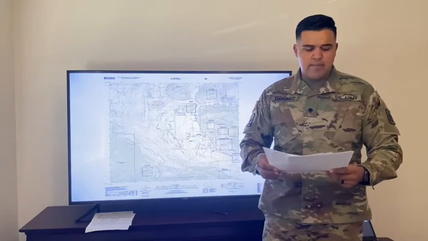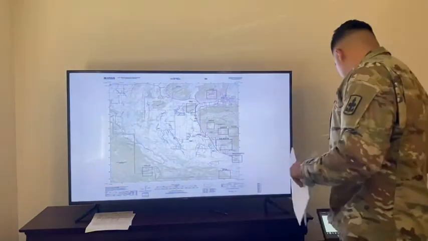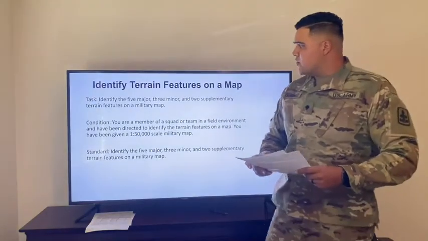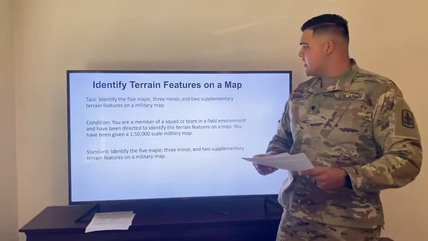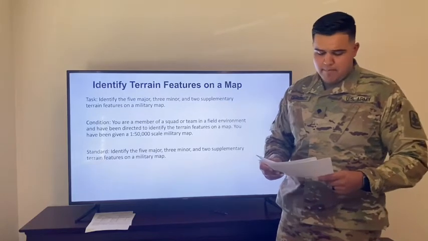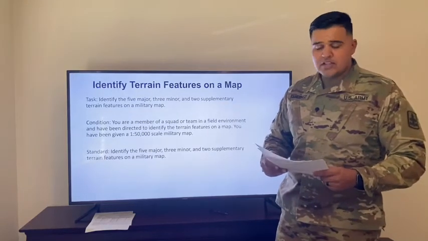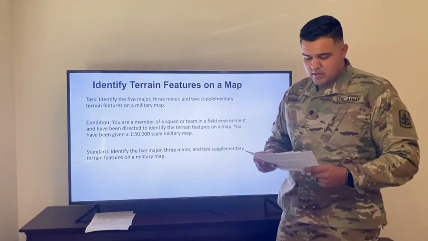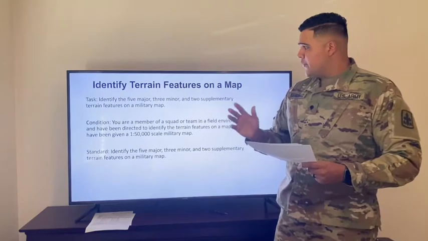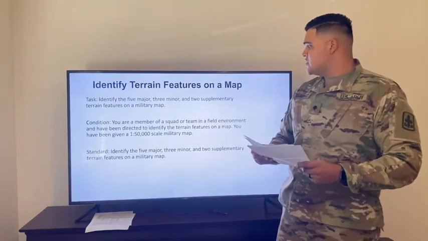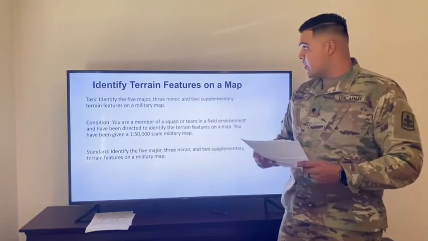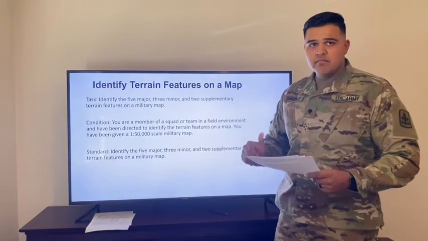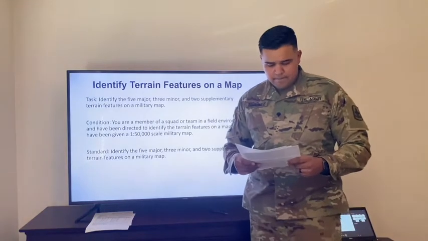What was supposed to happen? We were supposed to identify the 5 major, 3 minor, and 2 supplementary terrain features on a map. And you guys are supposed to be assessed on these and be able to identify the terrain features on a map. What did happen? We identified the 5 major terrain features and 2 supplementary terrain features on a map, and we received a 5 out of 5, so the training was good. Everyone passed. Congratulations. Thank you, guys.